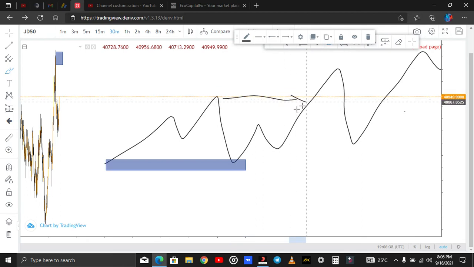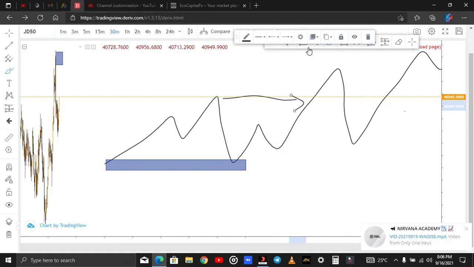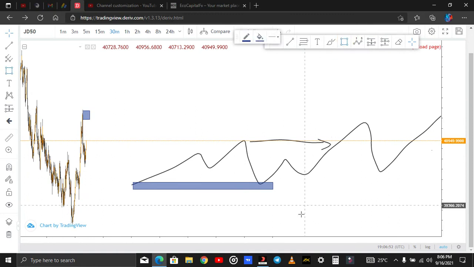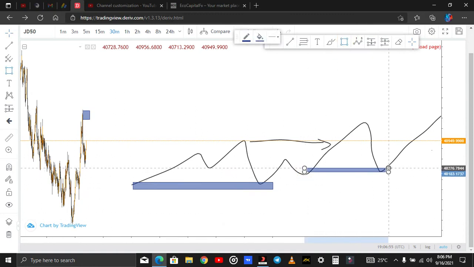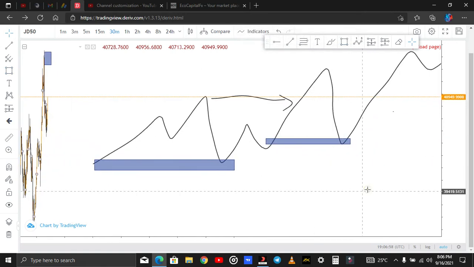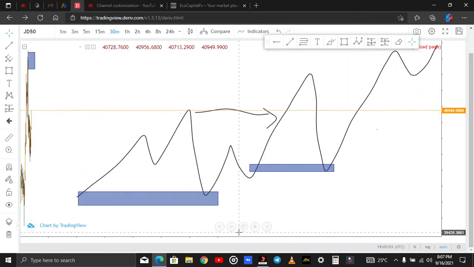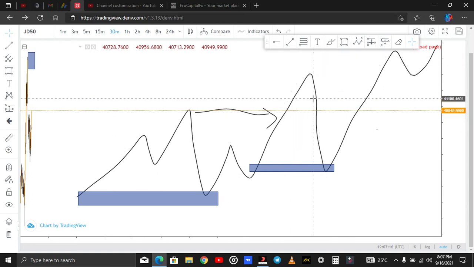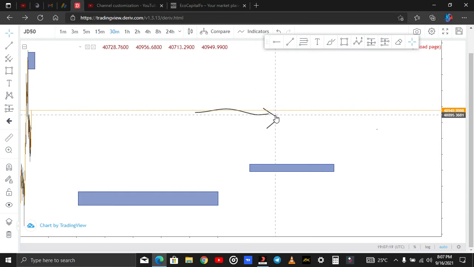With this move breaking structure, it then comes back again and mitigates the other block here. There's another block here. It comes back to mitigate it, before price continues going upwards. So this is just how they move price sometimes. We are looking out for price to come back to that block to mitigate it before going upwards. That's basically how price is being moved in the market.